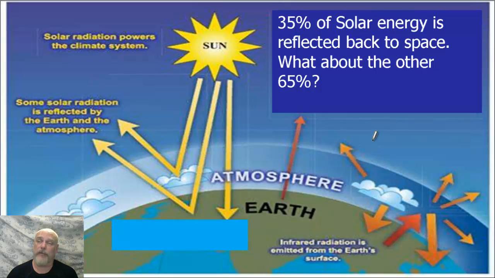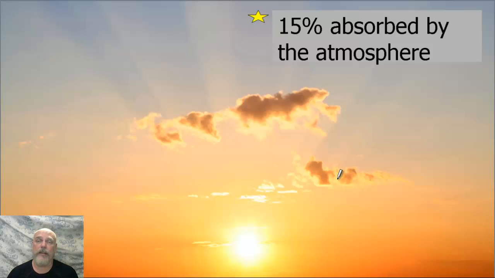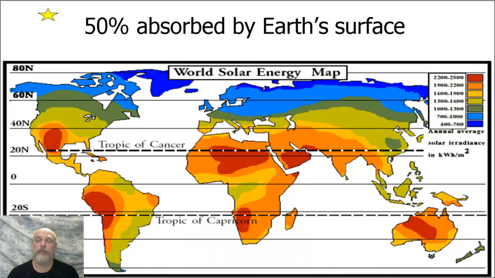What happens to that 65%? Well, let's find out. 15% is absorbed by the atmosphere. So you have gas particles in the atmosphere. They can be hit by solar radiation, and they can start moving a little bit faster. They can increase in thermal energy. That's one thing that can happen to them. 50% of it is going to be absorbed by the Earth's surface, including the oceans. The land is going to maintain some heat energy. It's going to keep it.